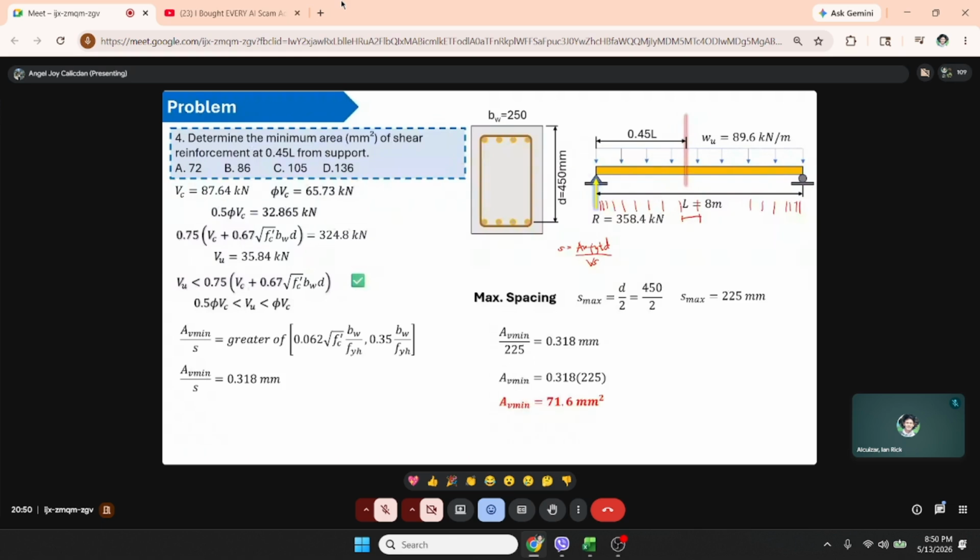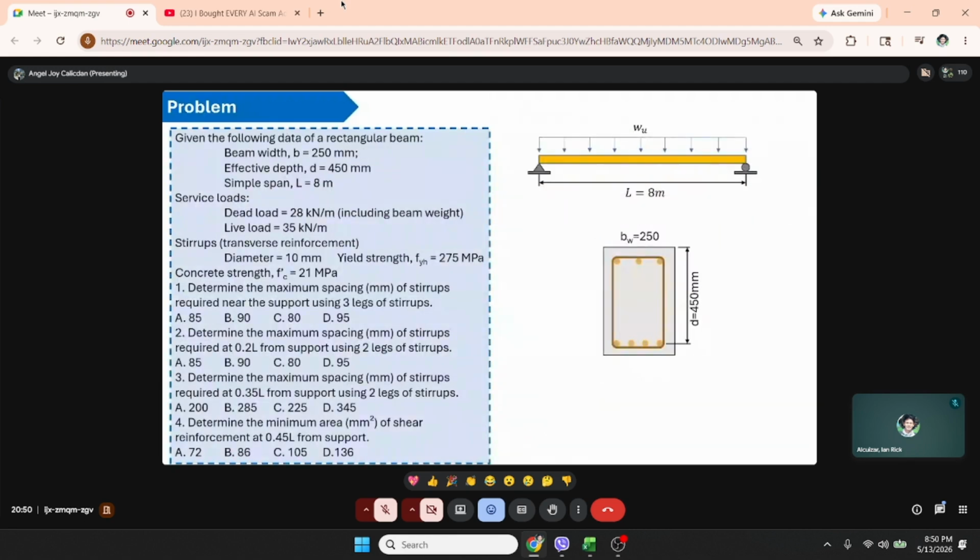So, the minimum shear reinforcement is 71.6 square mm. So, letter A. So, answers of part 1 is A, 85. For part 2, 95. Part 3, 225. And finally, for part 4 is 72.